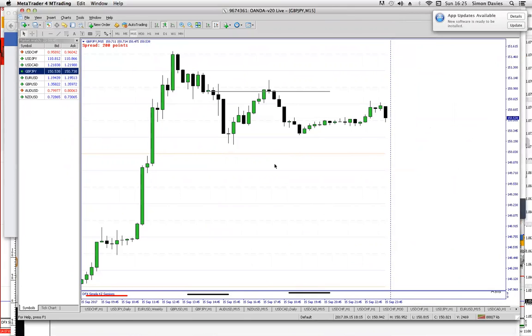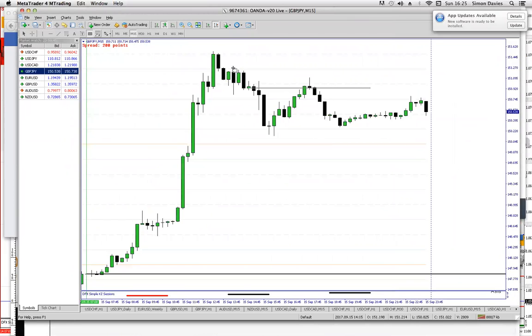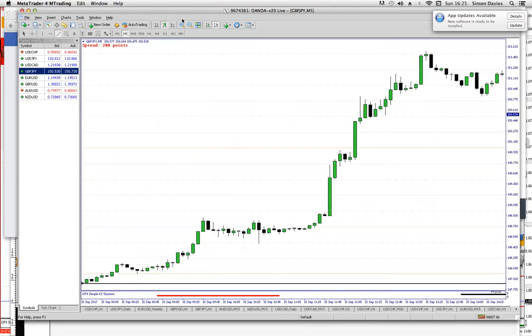Okay, so we have stops here. There's nothing really to go by here to get in. There's no order block, no breaker or anything on the 15-minute chart. Drop down to the 5-minute.